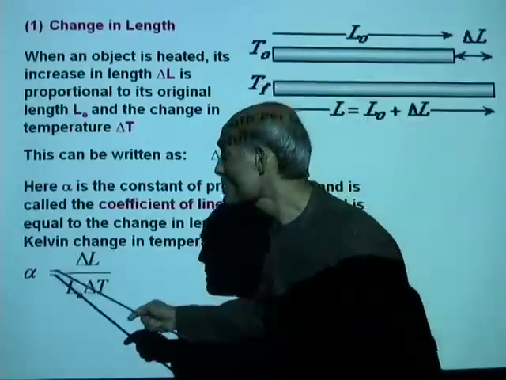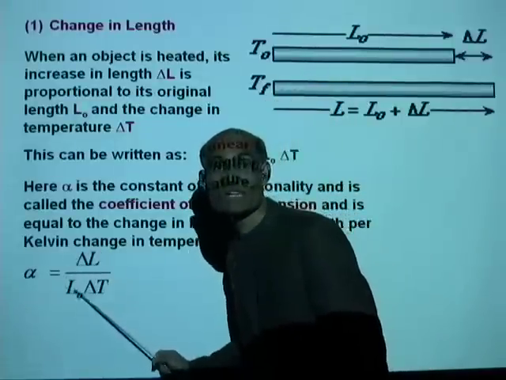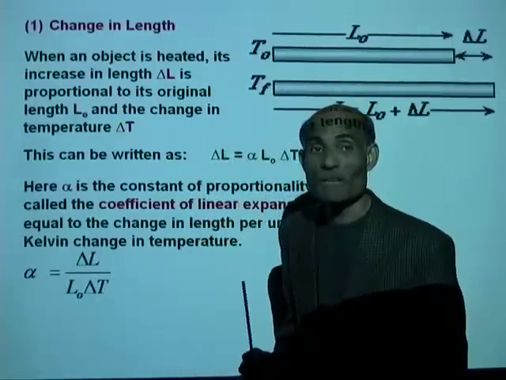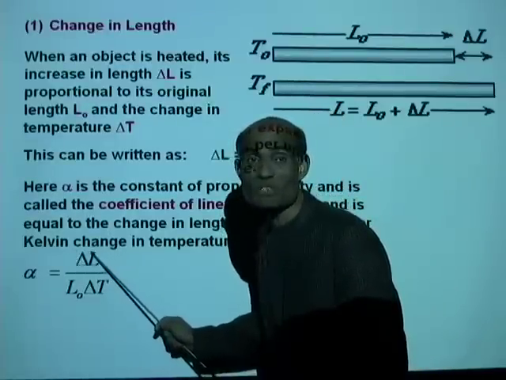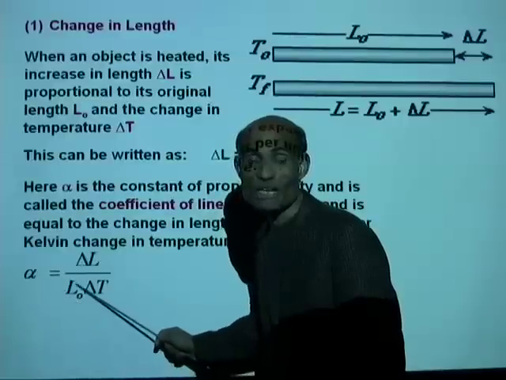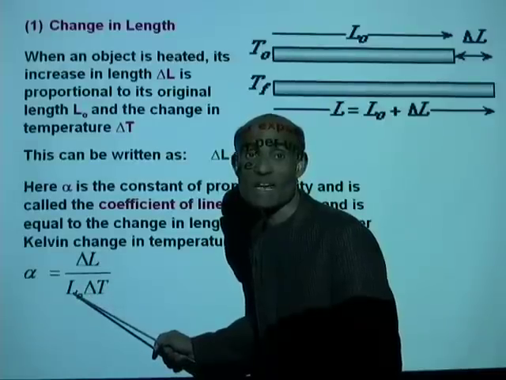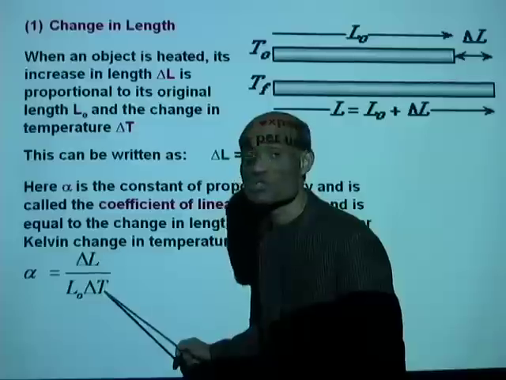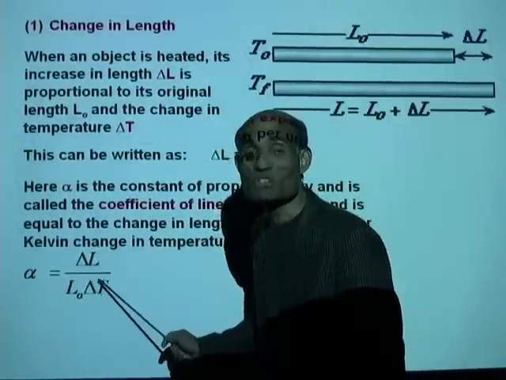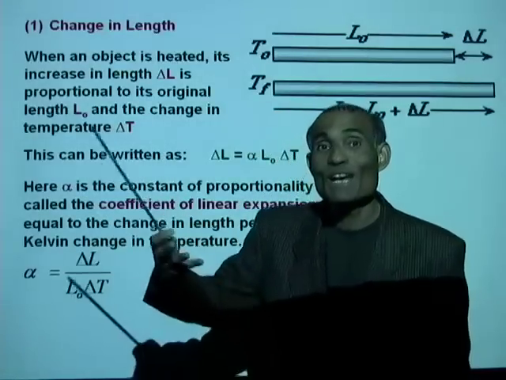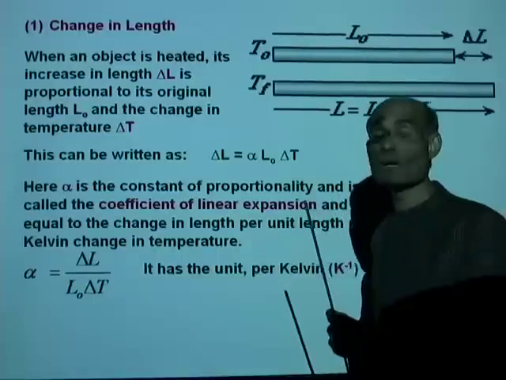Tell me, what is the unit for measuring alpha? Can you look at this equation and tell me what is the unit for measuring alpha? If you look at the right hand side, delta L is measured in meter. The original length L0 is measured in meter, so the meter and meter will cancel. The only unit that survives is Kelvin in the denominator. So alpha is measured in a unit called per Kelvin. There you are. So the unit of alpha is per Kelvin.